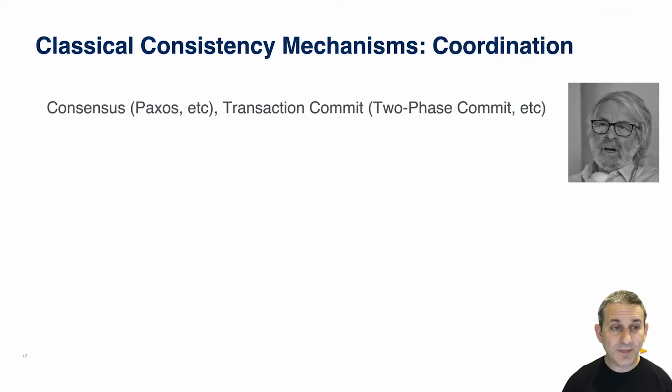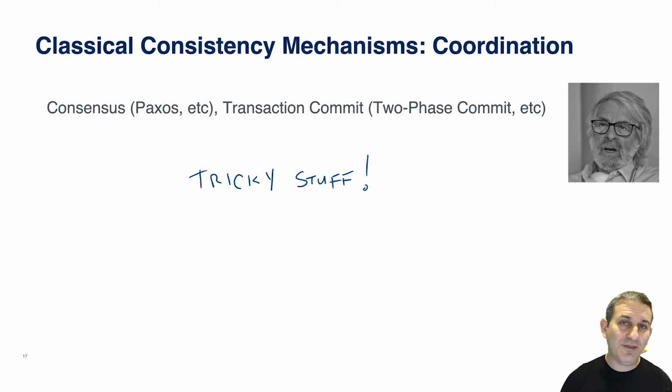So there are classical mechanisms to fix this, and classically the mechanisms are categorized in a category called coordination. So this includes protocols like consensus. There's a picture here of Leslie Lamport, Turing Award winner who invented Paxos. Transactions in databases are another form of coordination to achieve agreement. So transactional commit, like distributed commit, two-phase commit, is an example that we use in database systems to get consistency. These are tricky protocols. So every time I have to teach Paxos, I have to read up on it and make sure I get it really clear to explain to the students. It's tricky stuff, but worse than that, it's also bad stuff.